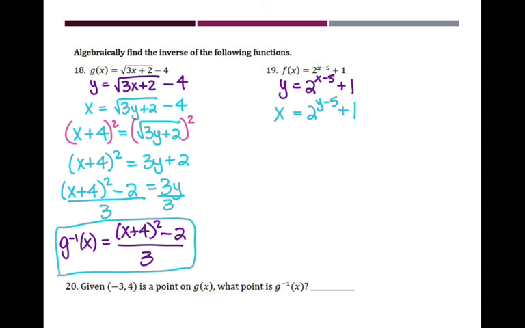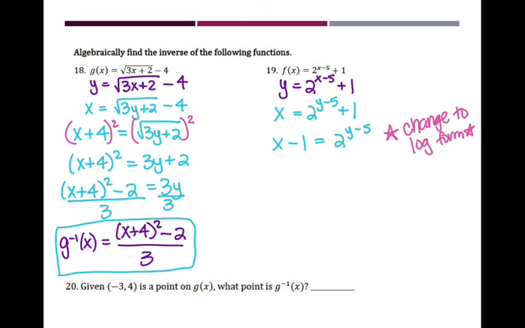So this one we're dealing with an exponential. So I'm going to still start by subtracting 1 from both sides. So I have x minus 1 equals 2 to the y minus 5. Now, anytime you're solving for an exponent, that's when you're going to have to incorporate some logarithms here. So since I'm trying to get this y minus 5 out of being an exponent, that means I need to change it to logarithmic form.